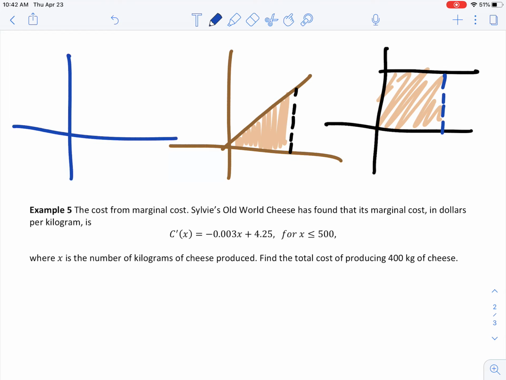We can also find the area of a rectangle. Suppose that we have a line like that, and then I ask you to find, hey, what's the area between 0 and this point? That's just going to be the area of a rectangle. And we do know that the area of a rectangle is length times width.